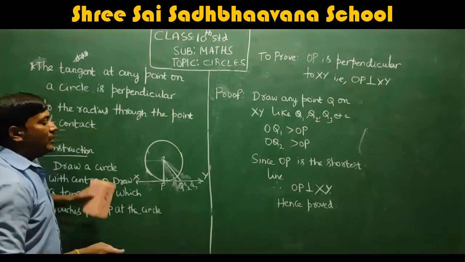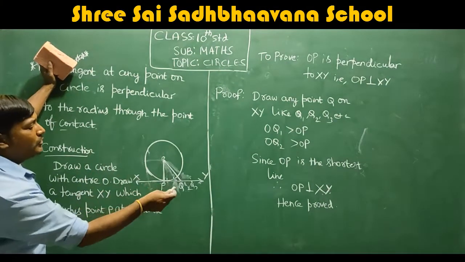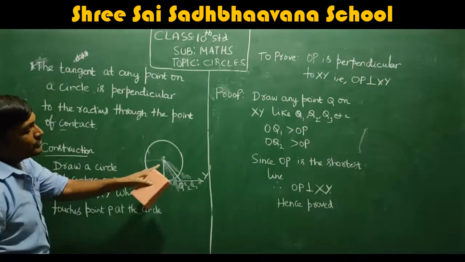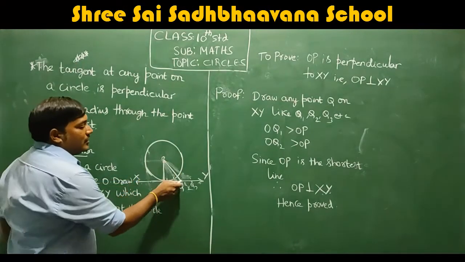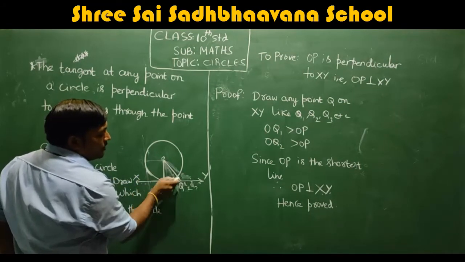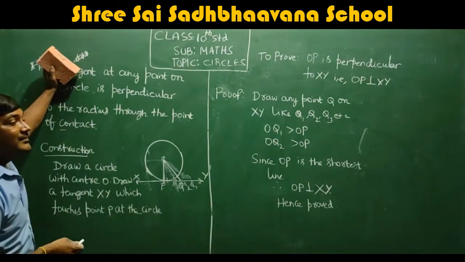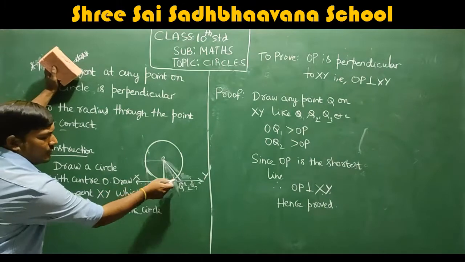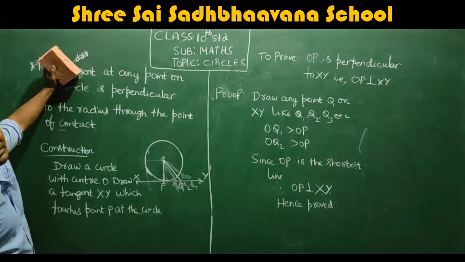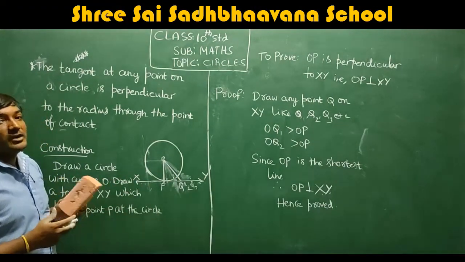So we draw a point Q, and you can draw not only Q, you can draw Q1, Q2, Q3. Apart from that, you can take any number of points on the tangent. If you check the distance from the center O to those points, OQ, OQ1, OQ2, OQ3, any point you take, the distance is always greater than OP. You can see it. OQ is always greater than OP. Correct. So it means OP is the shortest distance.